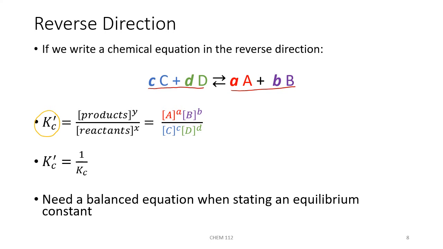Prime means that the reaction has been flipped around. We still take the ratio of the product concentration raised to the coefficients from the balanced equation over the reactant concentration, but now our A and B are in the numerator and our C and D are in the denominator. So that's one way that we could calculate K sub C prime. Or to get K sub C prime, we could simply take 1 over K sub C, since it's going to be the inverse of our original reaction. Because of this, whenever we are writing an equilibrium expression or equation, we have to have a balanced equation that relates to that, so we know specifically what equation we're talking about.